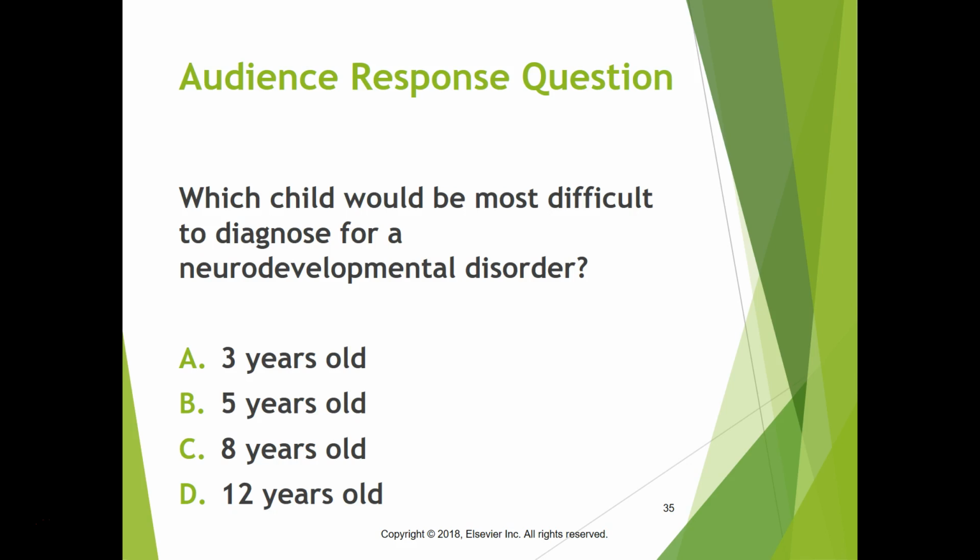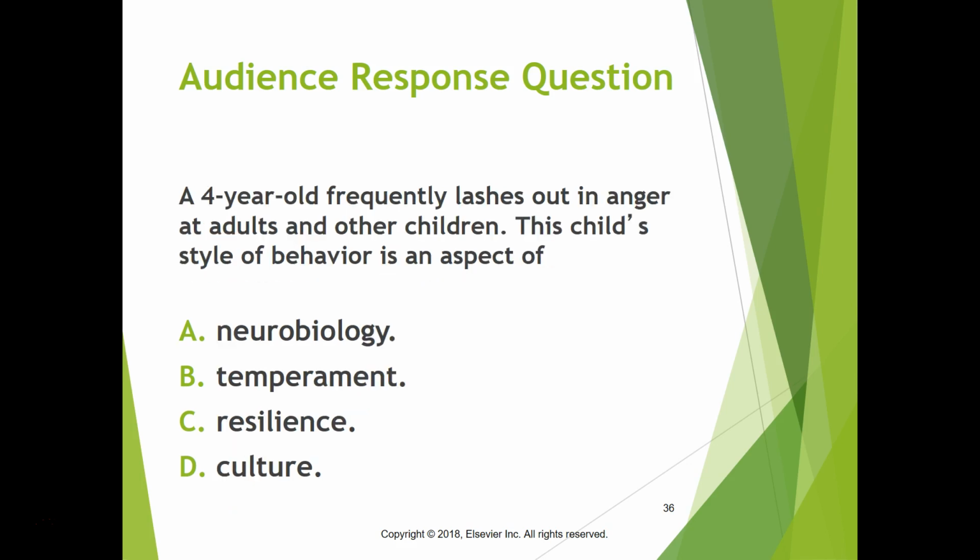So, audience response question: which child would be most difficult to diagnose for any neurodevelopmental disorder? So 3, 5, 8, or 12. I'm hoping you picked 3 because I believe I said earlier that the younger the child, the more difficult it is to diagnose, just because of their lack of intellectual, cognitive, and emotional development. So it is very difficult to diagnose a younger child.